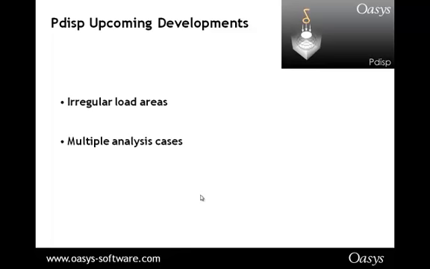We've considered putting irregular loaded areas in there. For example, currently you can only put a rectangular area. So if you have an irregular shaped area, you would put rectangles in for that irregular shape, or rectangles and circles in. But the developers are working over the upcoming year on allowing people to just input irregular load areas, and also multiple analysis cases.